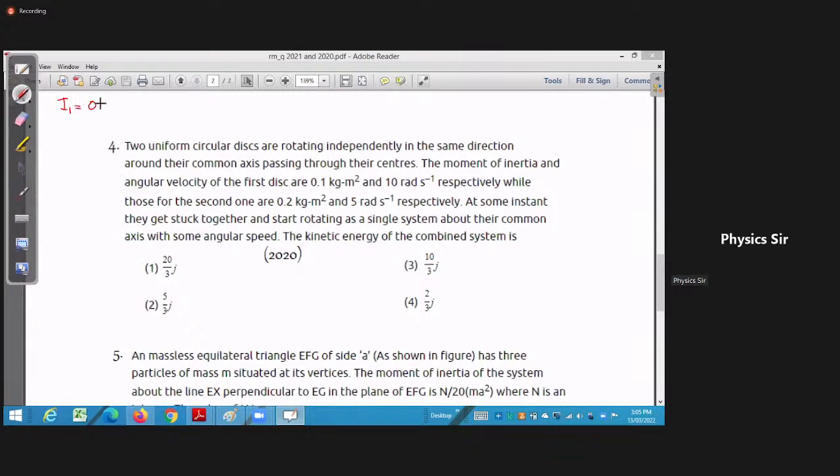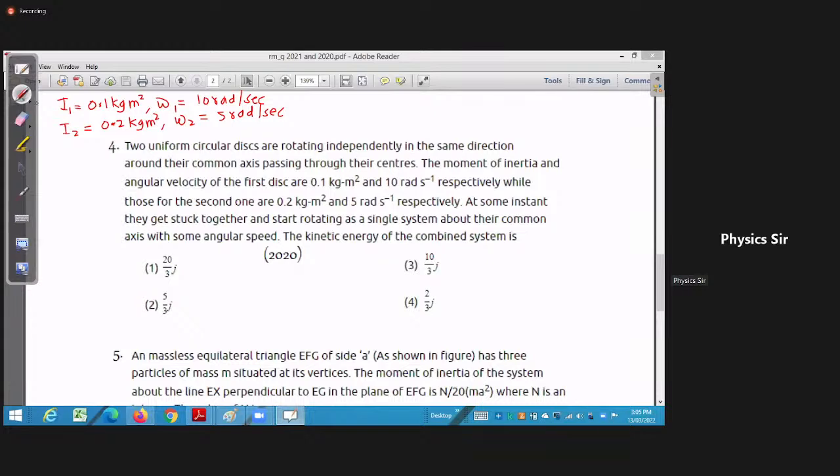I1 is 0.1 kg meter square. And what is the omega 1? This omega 1 is 10 radian per second. While those for the second, that is I2, it is 0.2 kg meter square. And the angular velocity omega 2 is 5 radian per second. At some instant, they stuck to each other.